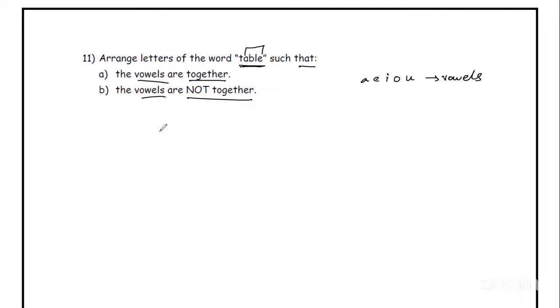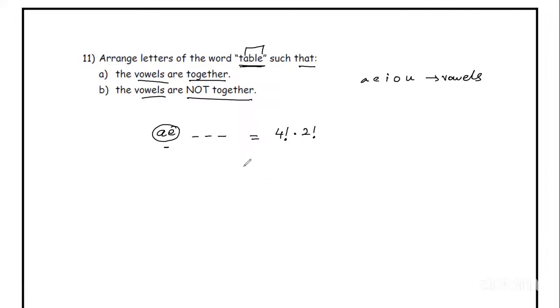Arrange the letters of the word table such that the vowels are together. So A and E we want together, so that's 1 dash you consider. And the remaining 3 letters, T, L, and B, consider them as 3 dashes. So overall, there are how many dashes? There are 4 dashes. So 4 factorial ways to arrange them, and the A and E can be arranged among themselves. So that's 4 factorial and 2 factorial.